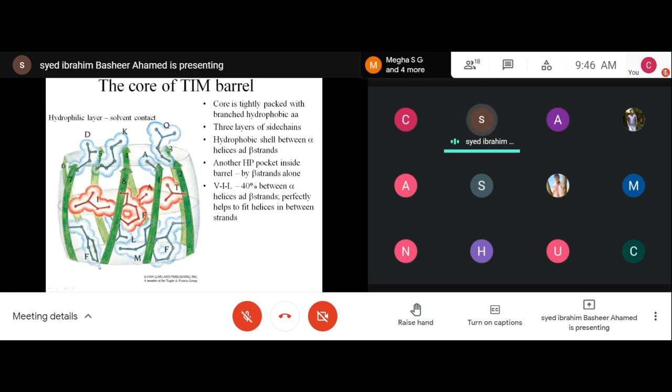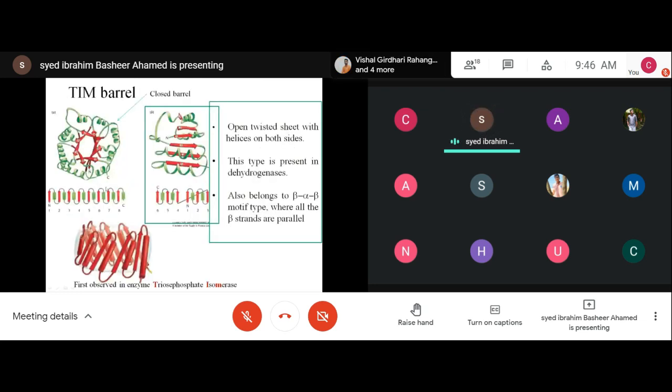So in between this, you know the beta, alpha, beta motif. The alpha helix will be present in the center of these two strands, so it will form a layer. Don't think that the alpha helix will intercalate between these two strands. It will form 2 layers. Just see here, it will form 2 layers.